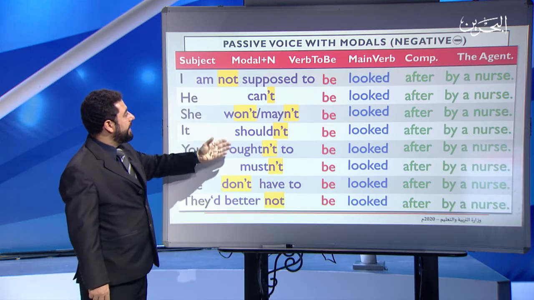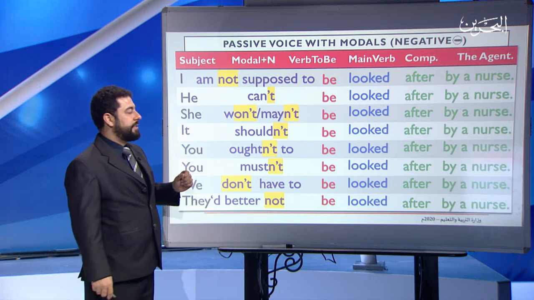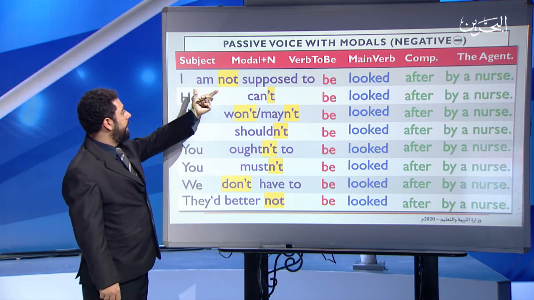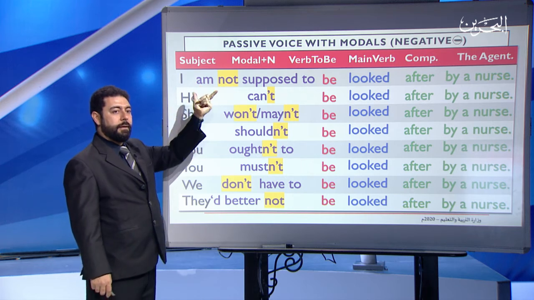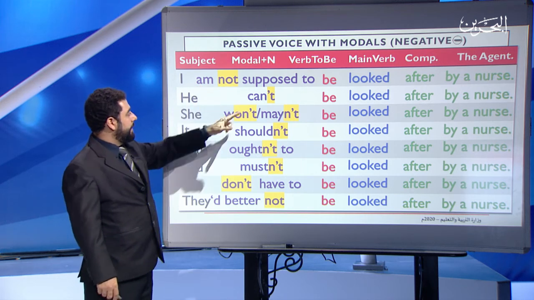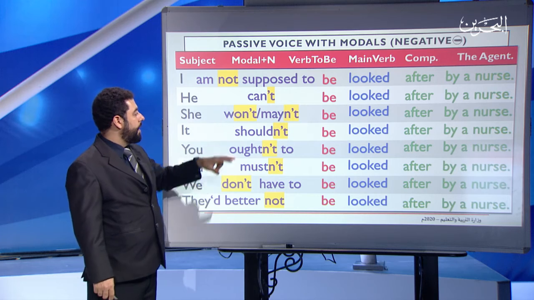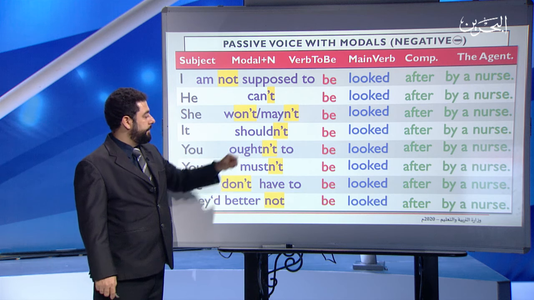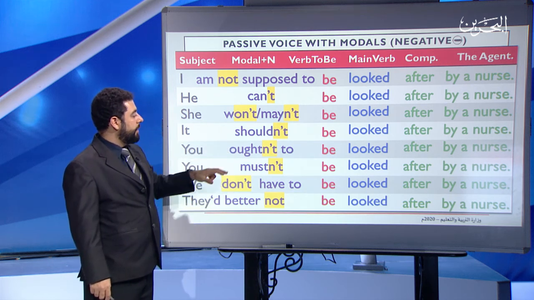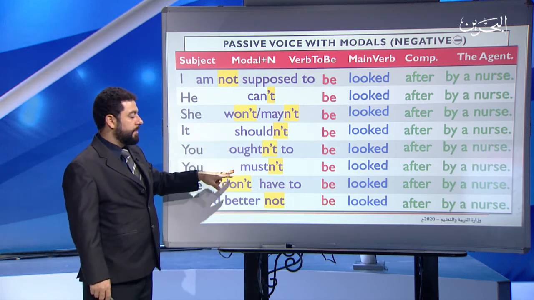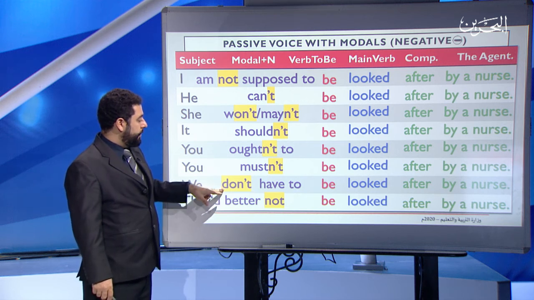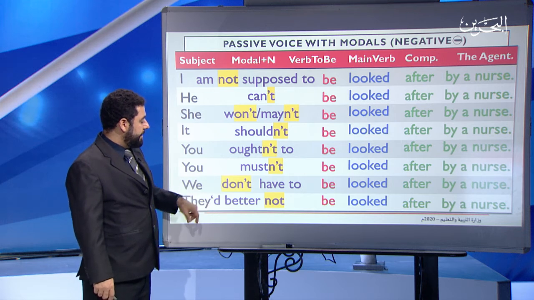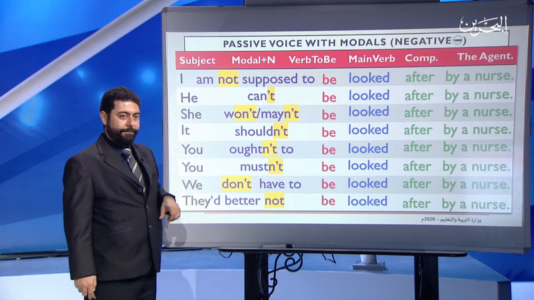All right. So these are the abbreviations, contractions of the same sentences as before. I am not. You cannot abbreviate these two words. But cannot can be can't. Will not can be won't. May not can be mayn't. Should not, shouldn't. Ought not to, oughtn't. Must not, mustn't. Don't have to, well, it just says don't. They had better not, they'd better not. So had can be contracted with they.